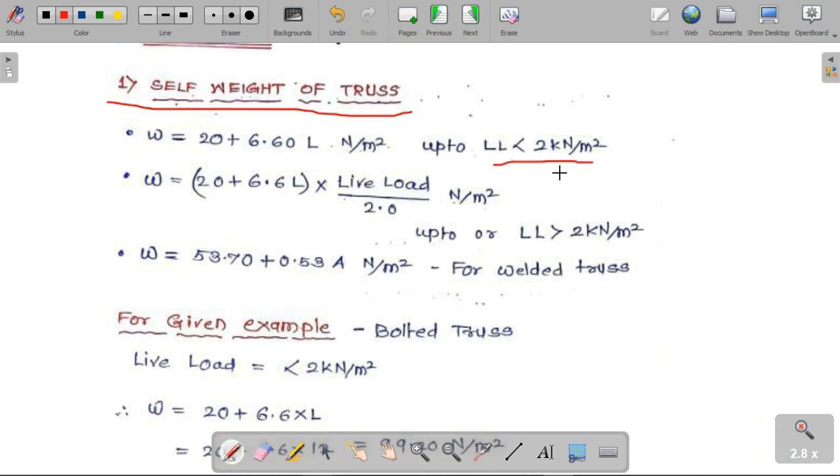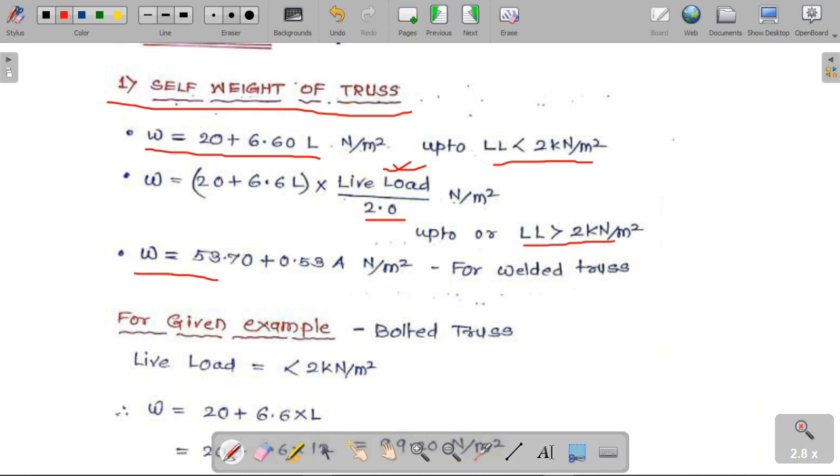So if the live load is less than 2 kilonewton per meter square, we'll try to assume the self-weight using this particular formula, which is 20 plus 6.6 L. When the live load is more than 2 kilonewton per meter square, we have to multiply this particular formula with the actual value of live load divided by 2. So if the live load is 4 kilonewton per meter square, this will be 4 divided by 2. If the live load is 3 kilonewton per meter square, this will be 3 divided by 2.